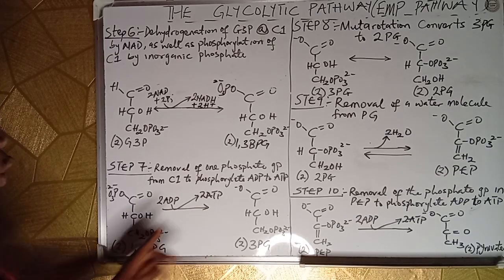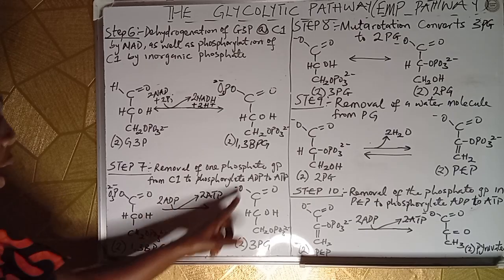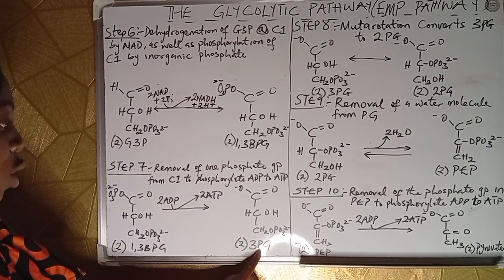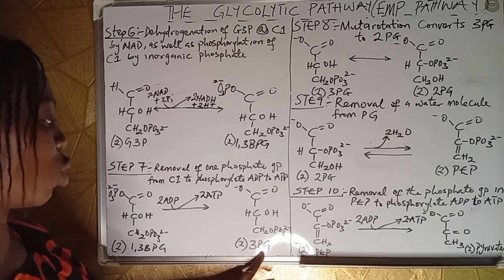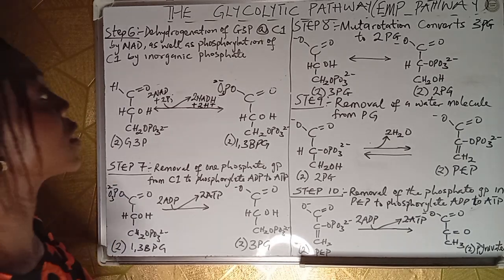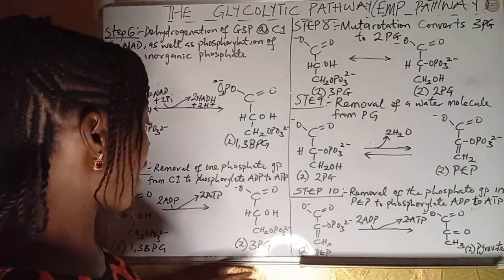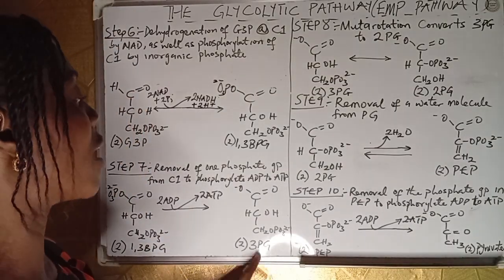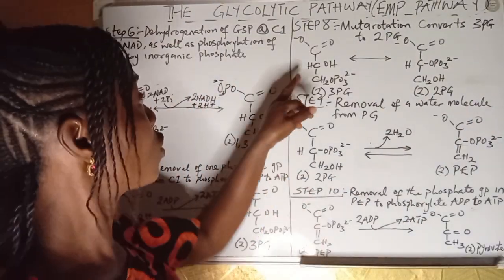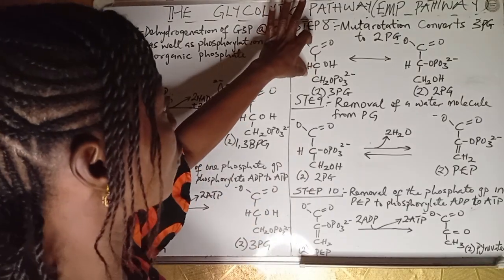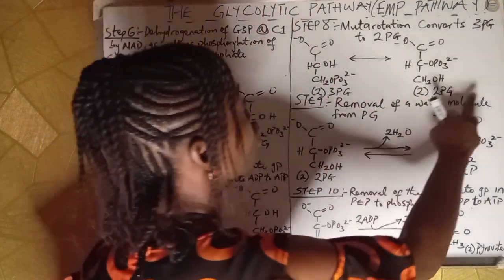So because we have 2 of these here, each donates a phosphate group and becomes 3-phosphoglycerate. So the phosphate group at carbon 1 is lost to give us 3-phosphoglycerate. And then at step 8 of the glycolytic pathway, what happens there is the mutase converts 3-phosphoglycerate to 2-phosphoglycerate. So we have this 3-phosphoglycerate, 2 molecules of it here. There's a mutual rotation converting it from 3-phosphoglycerate to 2-phosphoglycerate.